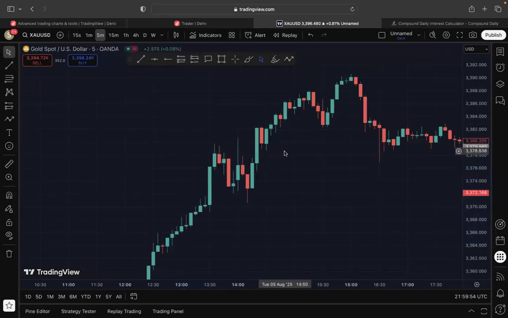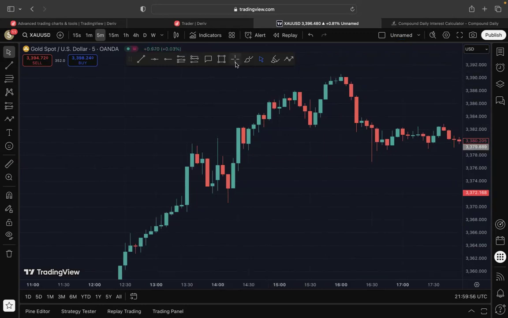Now, what I consider a valid break of structure is, look at this here. This is the highest point here, right? Guys, this here is not, hold on, sorry. This is one I want to use. This here is not a break of structure. Before I can consider this a break of structure, it has to be a candle close.